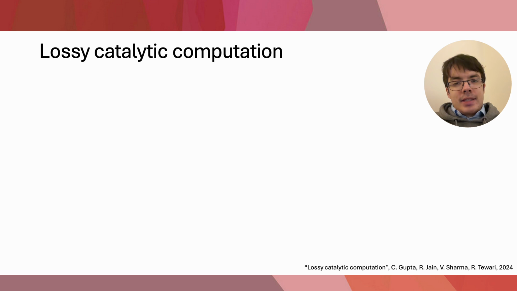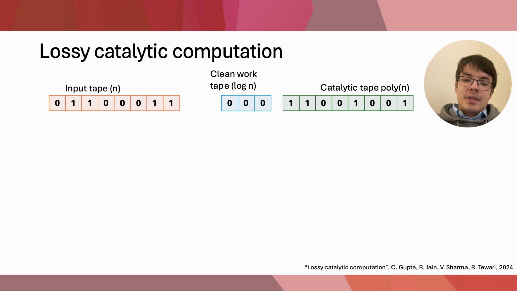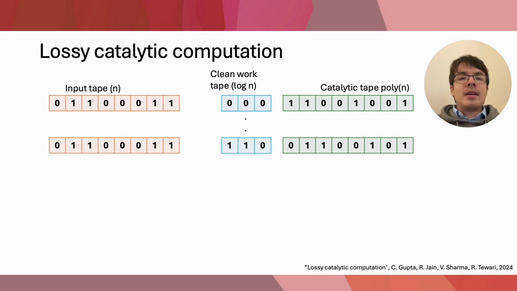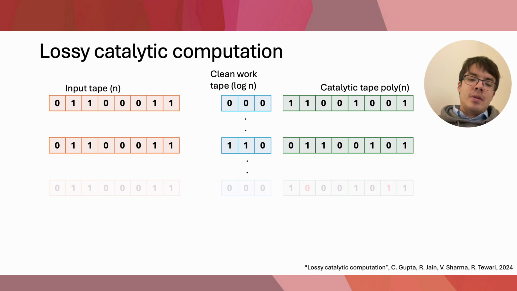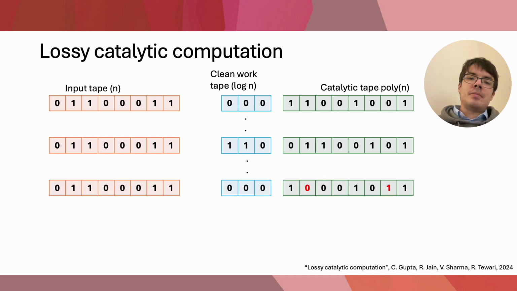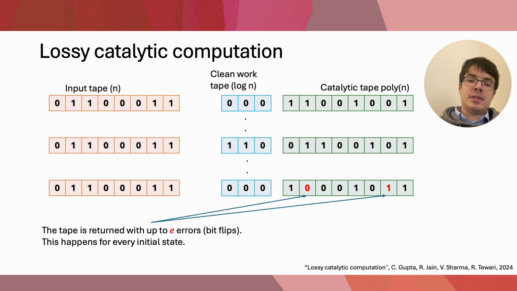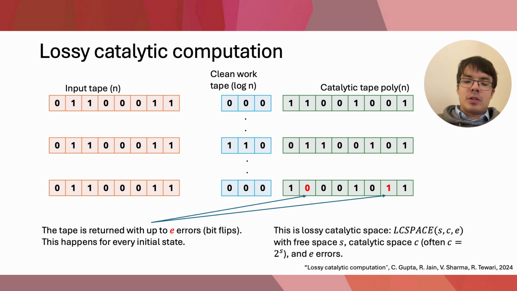Lossy catalytic computing is defined similarly to catalytic computing. We have 3 tapes, and we can perform a computation on these. However, unlike catalytic computing, we may not return our catalytic tape perfectly in its original state. We may return it with some errors, or some bit flips compared to the original state. We call the corresponding complexity class LC space. And again, S is typically logarithmic, and C is typically exponential in S. But now E might take a variety of different forms.